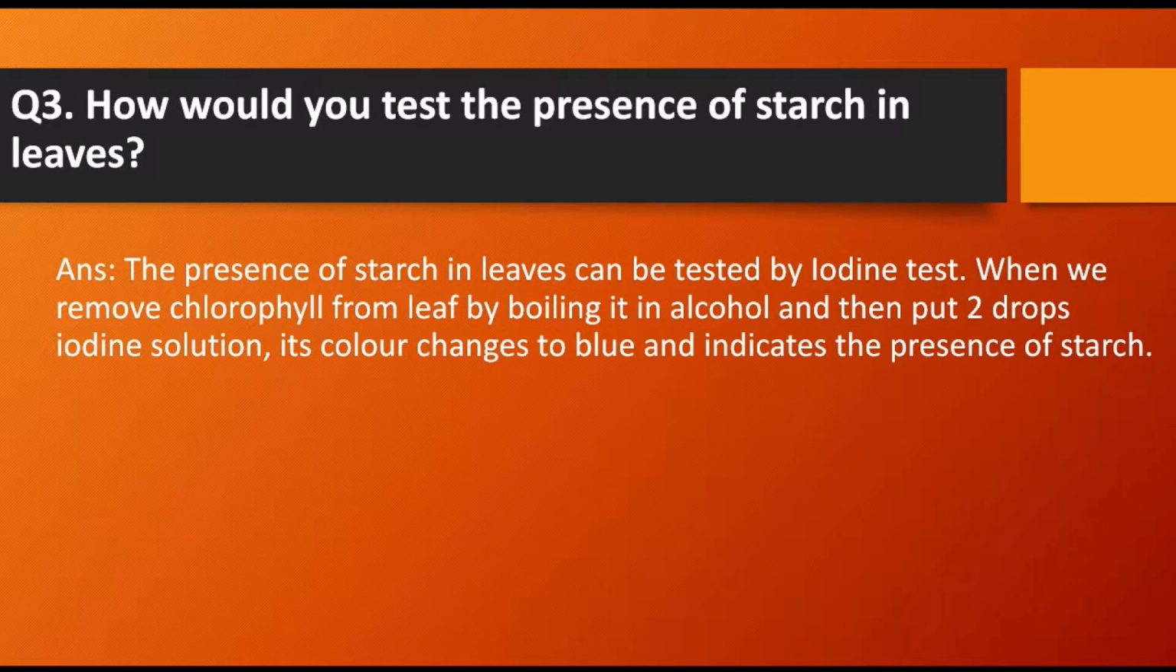How would you test the presence of starch in leaves? The presence of starch in leaves can be tested by iodine test. When we remove chlorophyll from the leaf by boiling it in alcohol and then put 2 drops of iodine solution, its color changes to blue and indicates the presence of starch.